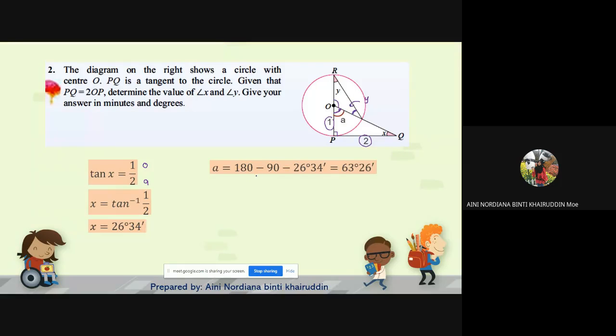Okay, this is A. A is 180 minus 90 minus 26 degrees 34 minutes, which is x. Then you divide by 2. You will get y. This is the angle at center. This is the angle at circumference. If you have any question, please ask.